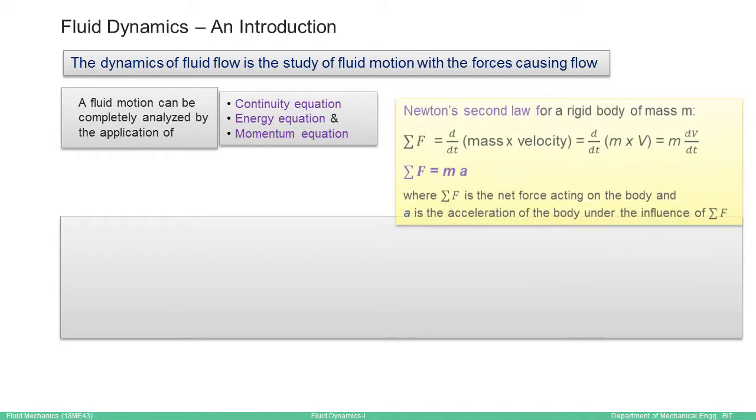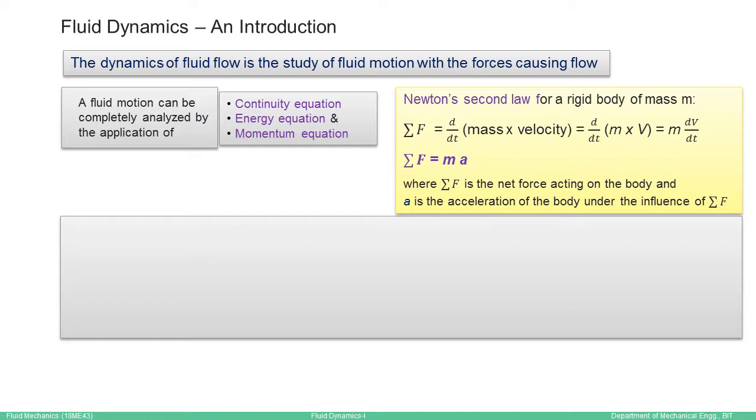Together with this, we will be using Newton's second law for a rigid body of mass m, which is: the summation of all the forces, that is, the net force acting on a body, is directly proportional to the rate of change of momentum, and momentum is the product of mass and velocity. Since mass is fixed for a rigid body, we can take it out of the differential, and dv by dt is the ratio of change in velocity to change in time, so it is acceleration. So we have sigma F is equal to ma, and we will be using this Newton's second law for analyzing the fluid motion along with the conservation laws.